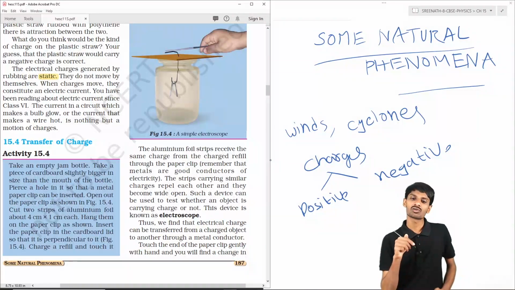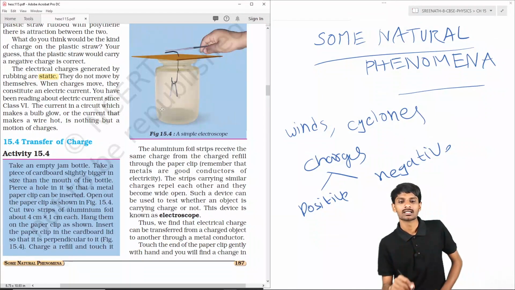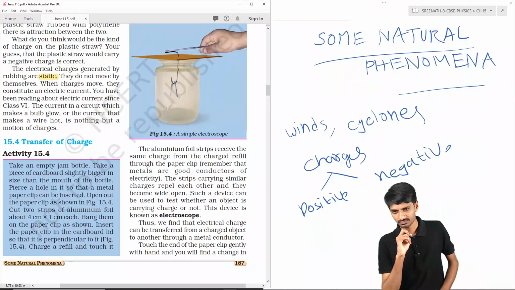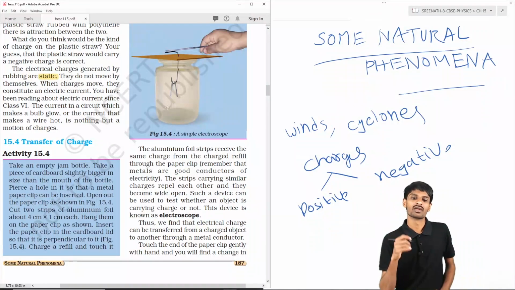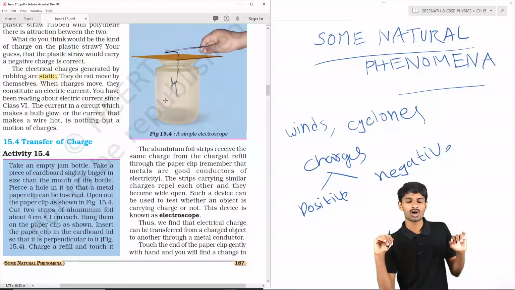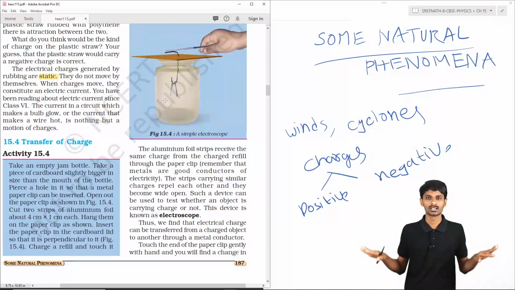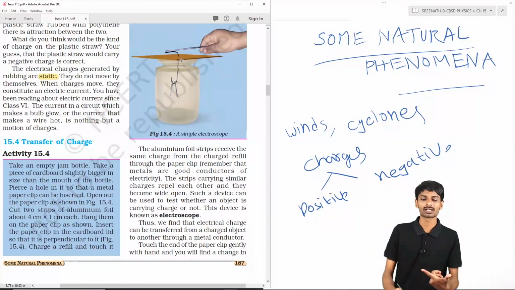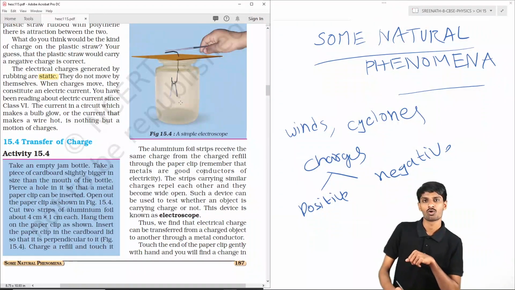So whenever they are repelling, we can say that charge is there. What we can say, students, is that whenever they are moving apart, we can conclude that the object which we bring in contact is a charged body.